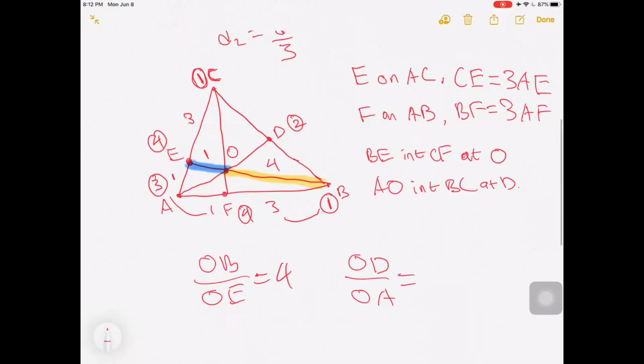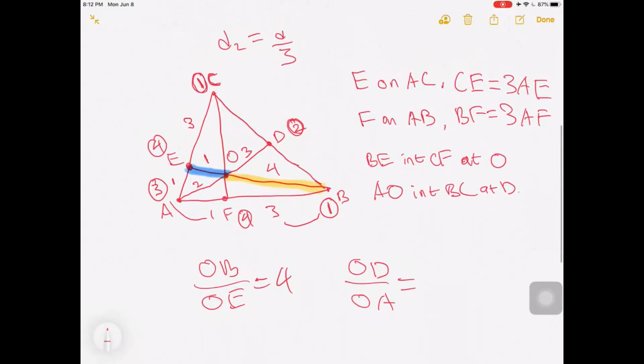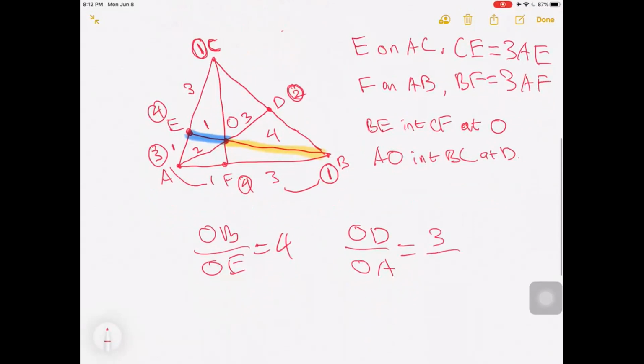And then for something like OD divided by OA, we realize that D has a mass of 2 and A has a mass of 3. So basically for the distances, you just switch the two numbers. So the distance ratio is going to be 2 to 3. So this ratio is going to be 3 over 2. And this is just like some question that I made up.